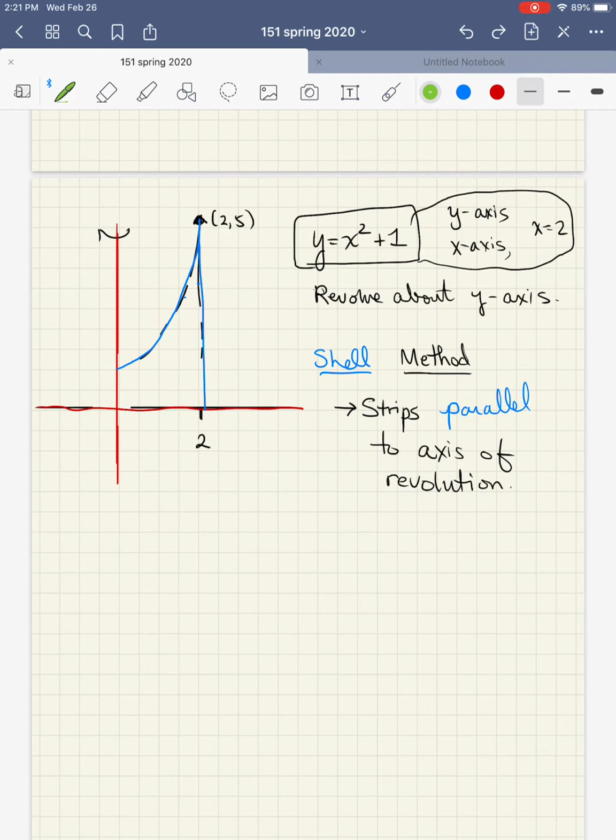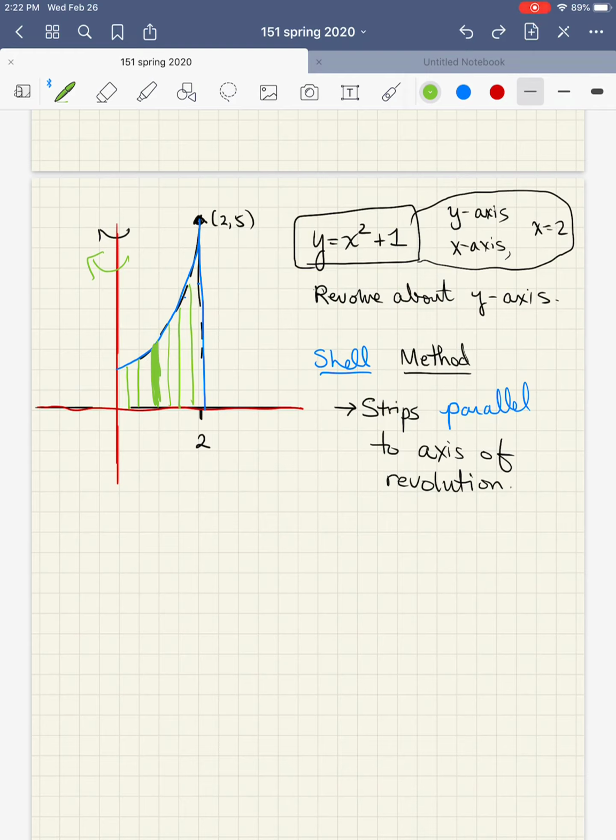And remember, with the shell method, our strips are going to be parallel. They're definitely going to be parallel to our axis of revolution. So our axis of revolution is this y-axis, and so our strips are going to be parallel like this. And so what I'm going to do is imagine what happens if I take one of those strips and revolve it around the axis. If I revolve that strip around, what am I going to get? I'm actually going to get a cylinder. It's kind of hard to draw on this iPad, but if you take that green strip and you revolve it, we're going to get a cylindrical shell.